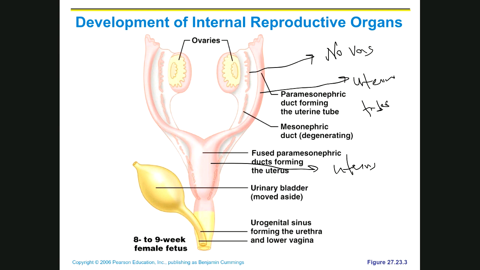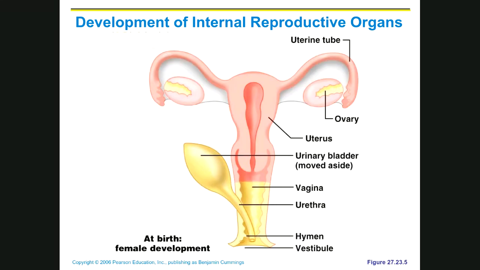This down here is going to become the vagina. And we're not going to have an elongated urethra. We're going to have a short urethra. So internally, that's what is going to happen. And by the time it's born, this is what it looks like. So look, there's those uterine tubes. There's the uterus. There's the vagina. And here's this short urethra.